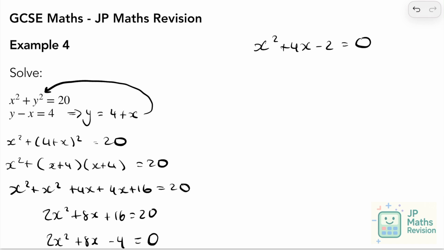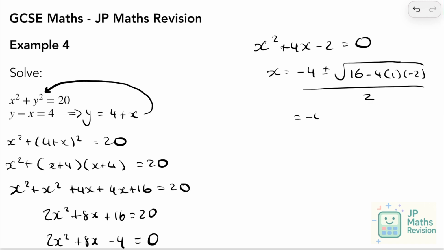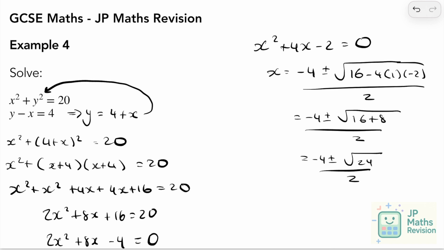So now the issue I have here is this does not factorise, so I'm just going to have to use the quadratic formula. So I have x equals minus 4 plus or minus the square root of b squared, so 4 squared, which is 16, minus 4 times a times c, so 1 times minus 2, all over 2. So that's going to be minus 4 plus or minus the square root of 16 plus 8, over 2. So I end up with minus 4 plus or minus the square root of 24, over 2. So if I evaluate those, I get x equals 0.45 and x equals minus 4.45.